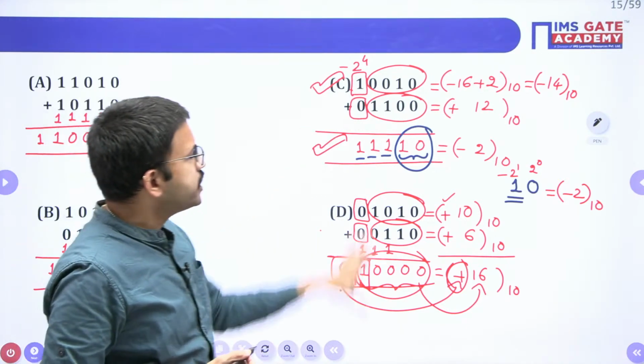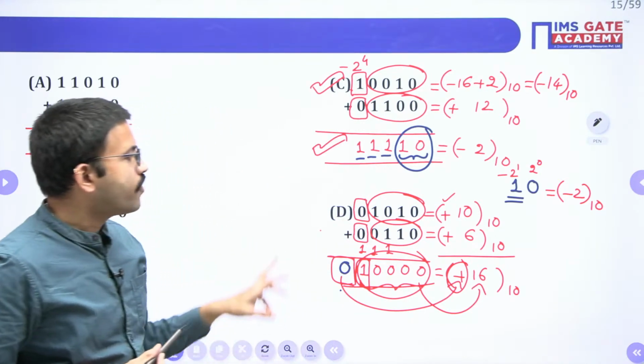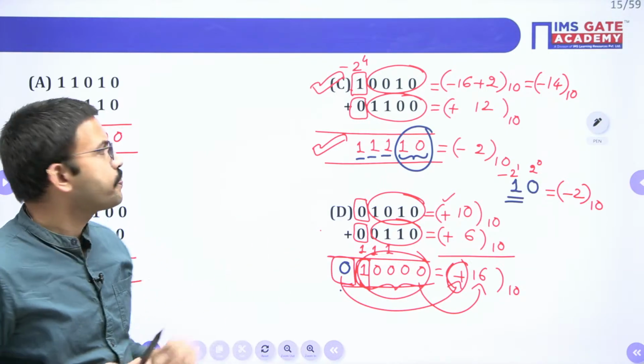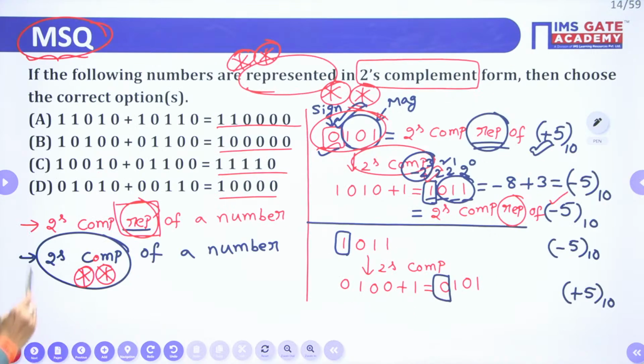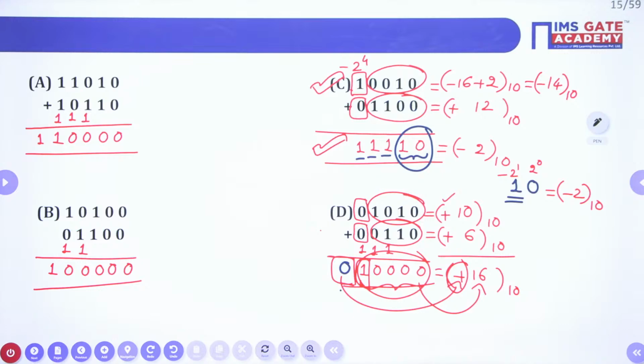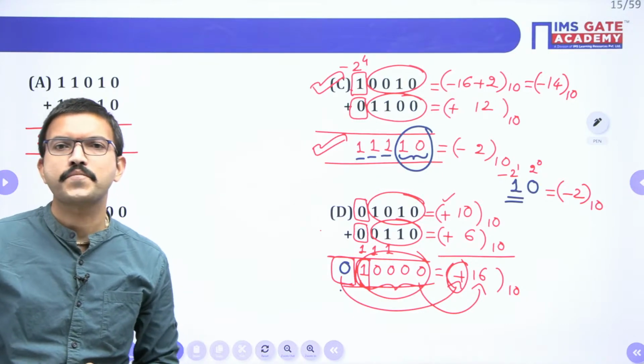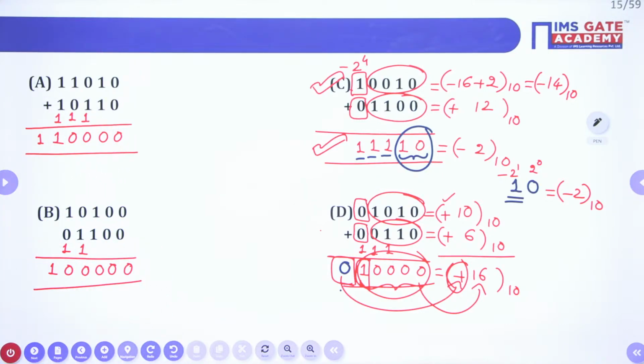Up to here, any confusion? All of you please respond. Whatever option D they have given, that is wrong. Option C is correct. Option D is wrong. So far, we have verified two options. I hope it is clear for everyone.